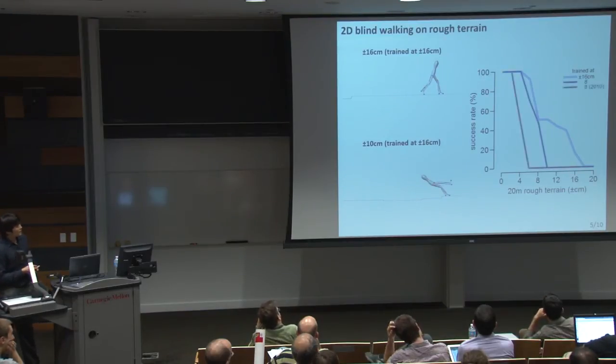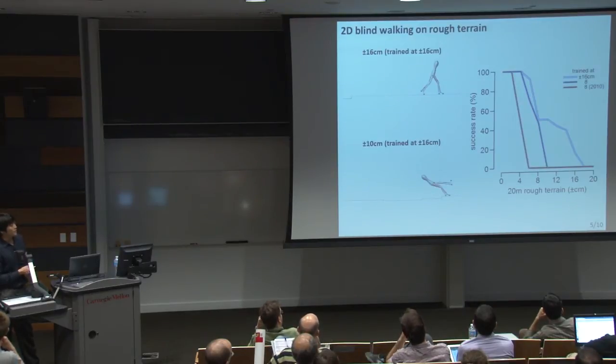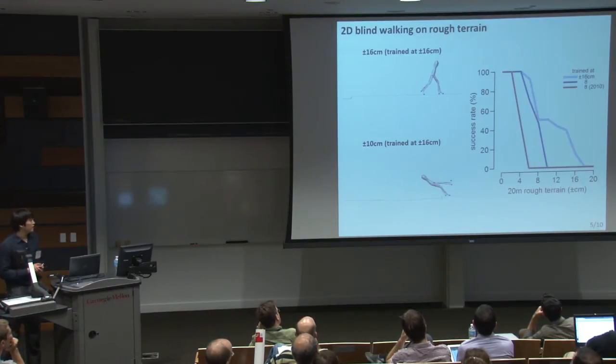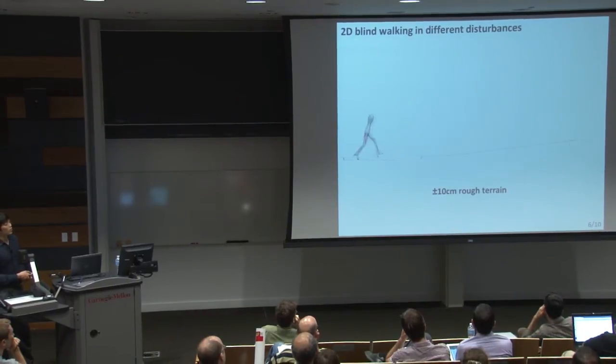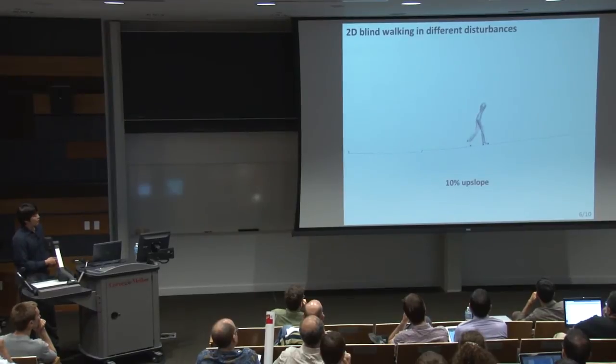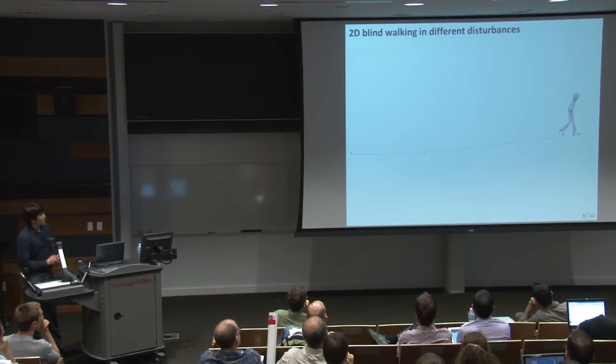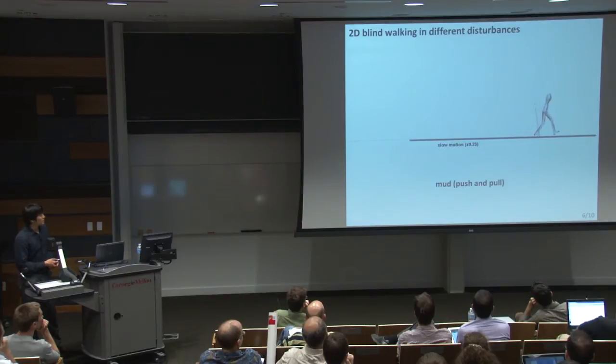And the other blue line shows the success rate of our model trained at plus minus 8 centimeters and that of our 2010 model. Even though both models were trained at the same terrain, our new control model shows higher success rate. And we can train this model to adapt to different kinds of terrain, different kinds of disturbances. While walking across this terrain, there is no control parameter change. It can walk down slopes and walk up slopes and walk on mud. The green line shows the reactive forces on the contact points, and you can see that the mud pushes and also pulls. And it can also adapt to external pushes on the trunk.